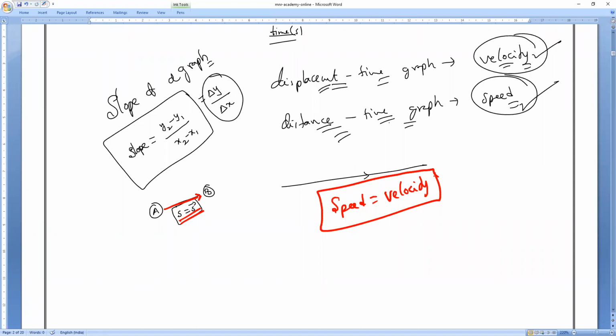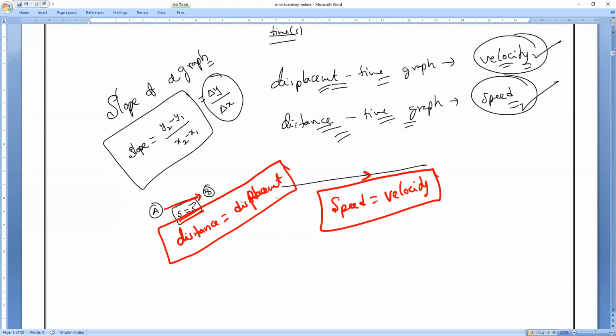Whenever motion is along a straight line in a given direction, also understand that speed is equal to velocity and distance is equal to what, guys? Displacement. Distance is equal to displacement. That is what you have to remember. Any doubt in this, anybody can ask.